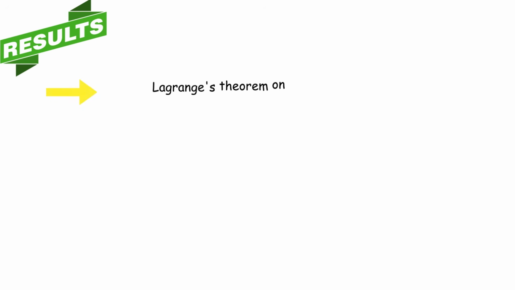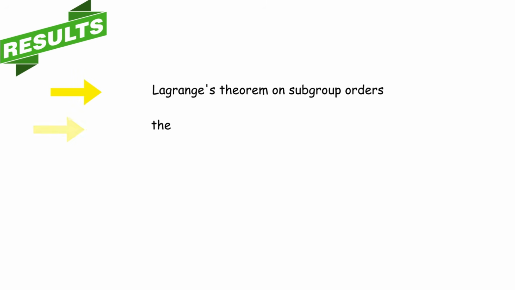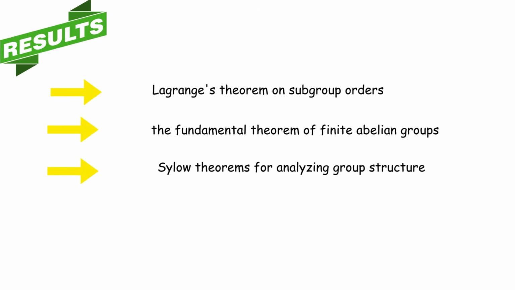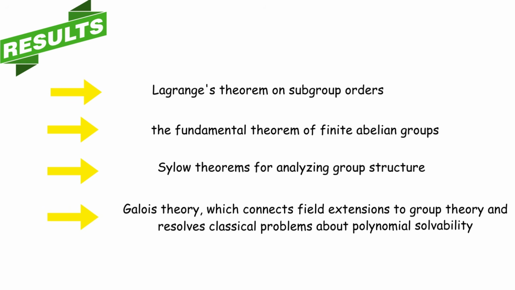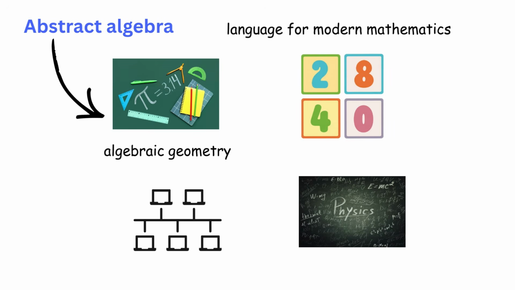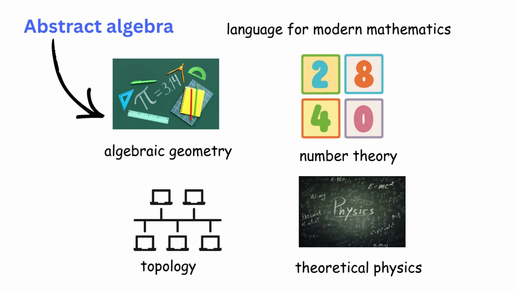Key results include Lagrange's theorem on subgroup orders, the fundamental theorem of finite abelian groups, Sylow theorems for analyzing group structure, and Galois theory, which connects field extensions to group theory and resolves classical problems about polynomial solvability. Abstract algebra provides the language for modern mathematics, appearing in algebraic geometry, number theory, topology, and theoretical physics.